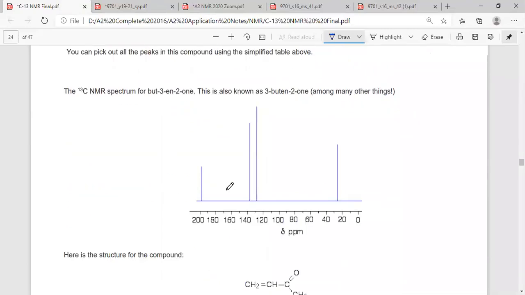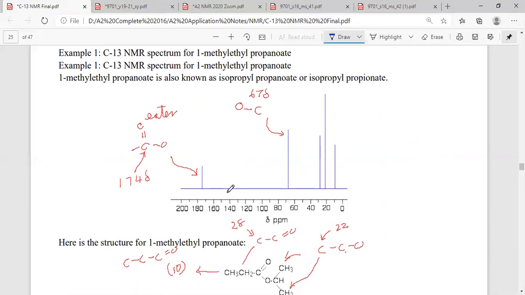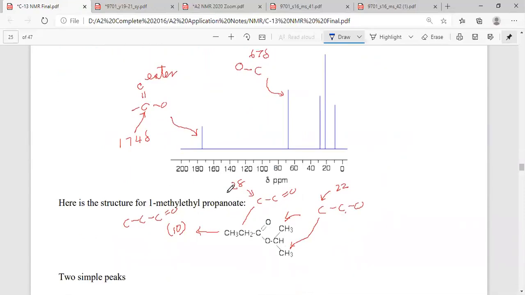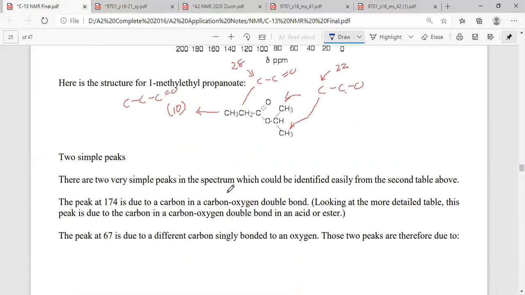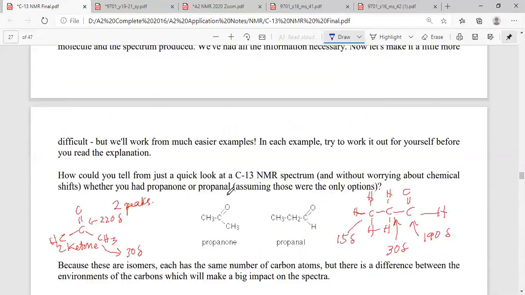Now let's go some more. This one is done. Go over it yourself.